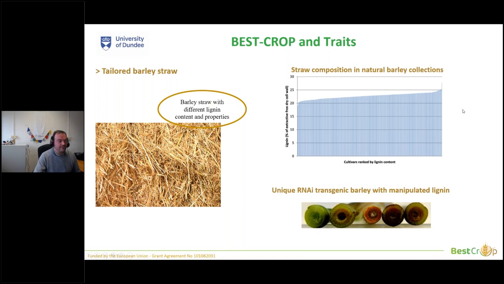But we will also exploit many different transgenic lines developed in the lab of Claire Halpin at the University of Dundee, where she downregulated the expression of several genes involved, for instance, in lignin biosynthesis. She was able to obtain many lines with different lignin content and also different lignin properties.